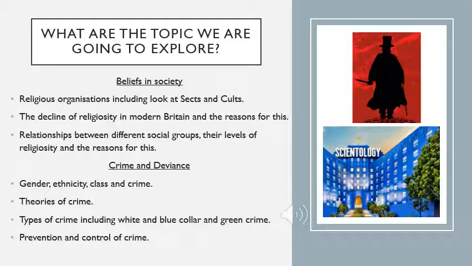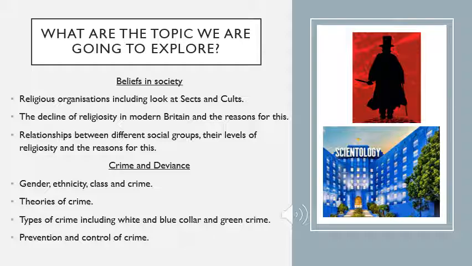Now moving on to the slightly more interesting topics. So we've got beliefs in society and crime and deviance. Now everybody loves crime and deviance, and I think personally it's the most interesting part of the sociology course. So in beliefs in society, we look at religious organisations including sects and cults. Now under that we look at the Charles Manson family. We look at Scientology. I think that's a really interesting part of that topic.